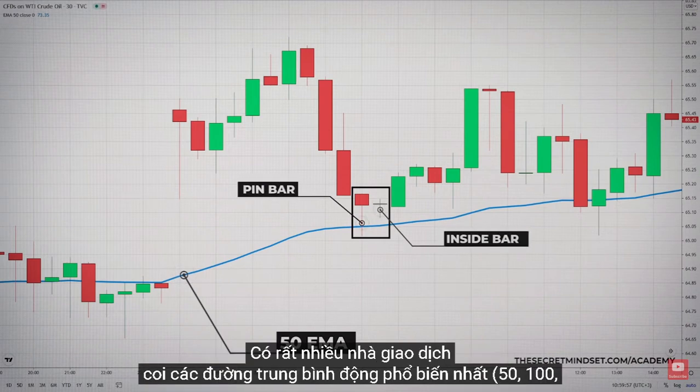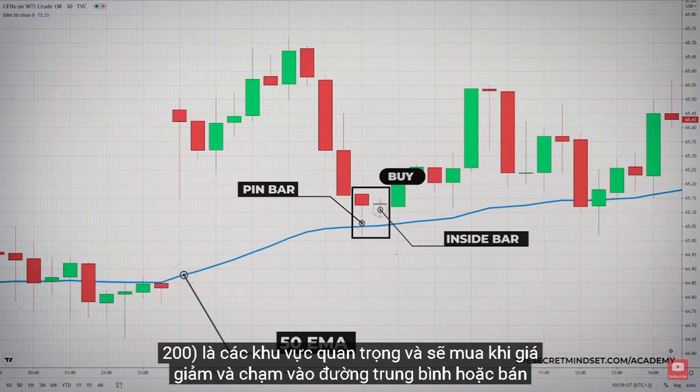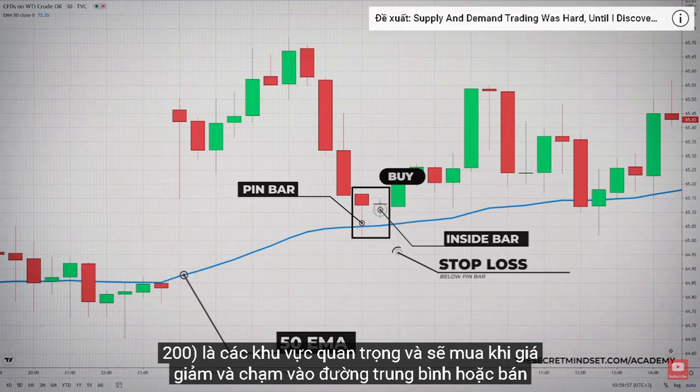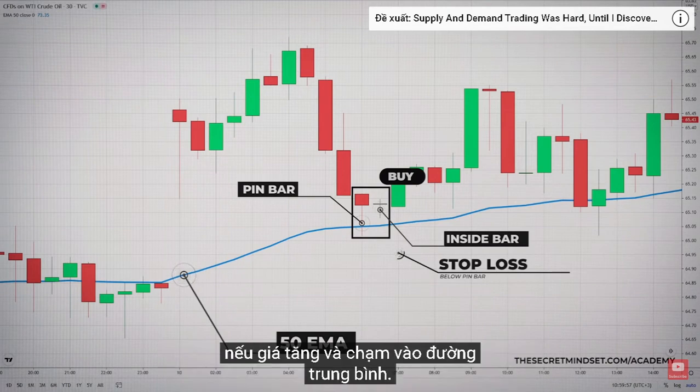There are many traders out there who look at the most common moving averages, the 50, 100 or 200 as key areas, and will buy when the price dips and touches the moving average, or sell if the price rises and touches the moving average.